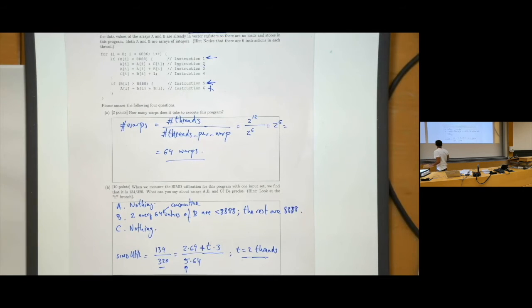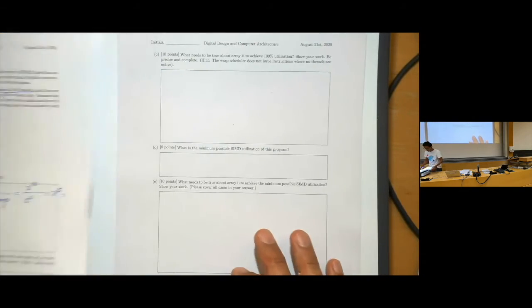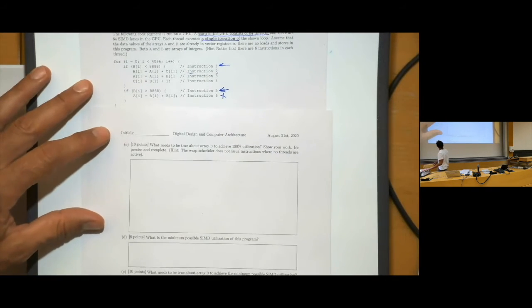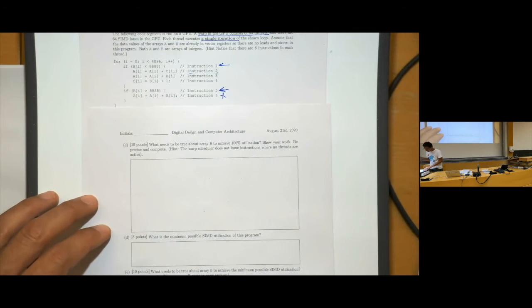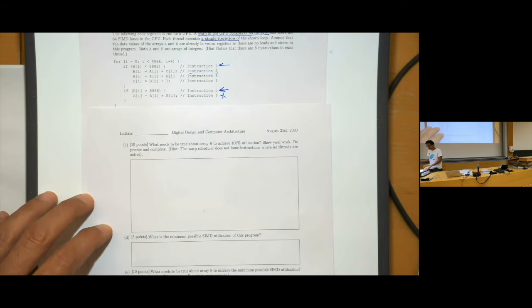Okay, good. So for the rest of the question, we are going to reason in a very similar way. The next one, part C, says: what needs to be true about array B to achieve 100% utilization? Show your work, be precise and complete. It's important to be complete, so you may be able to come up with more than one possible solution, and here we are asking you to give us all the solutions.